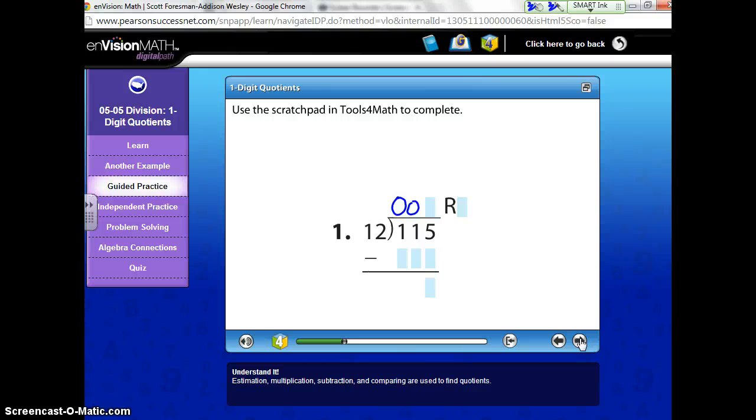Okay, so let's try it. Who knows if it'll work? 12 times 9. See, today, off to the side of your problem, you have to show work. You cannot do this in your head. I won't accept it.